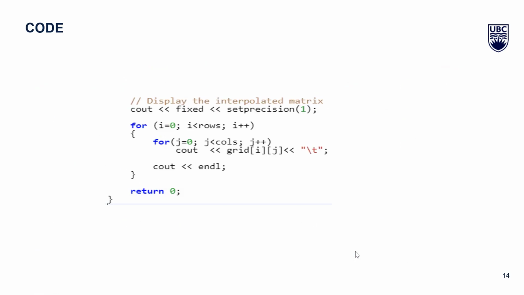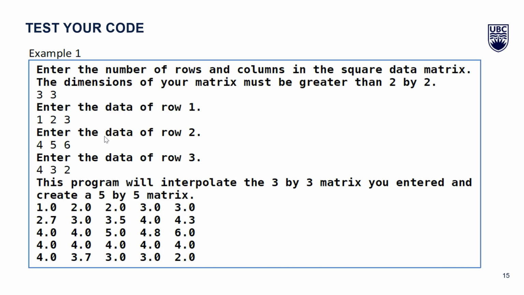So at the end of your code, you are given in your starter code a code to display the value of each element or each point inside our new interpolated matrix, and you can test your code to verify if your code is correct or if you have any errors. So you can use the examples given to you in your lab manual.